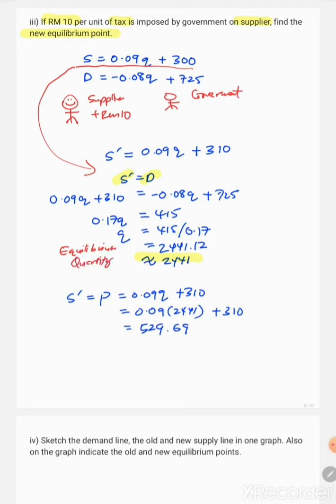So we know that Q means the equilibrium quantity, and this is the price. Therefore, the equilibrium point is (2441, 429.69). If they ask you for the point, it means you have to give it in coordinate form. Alright, this is question number 3.